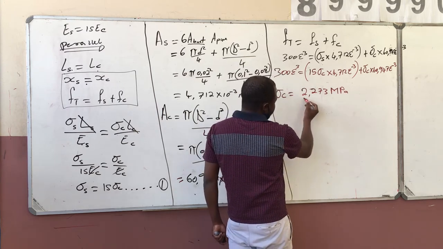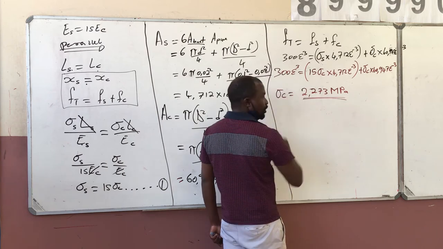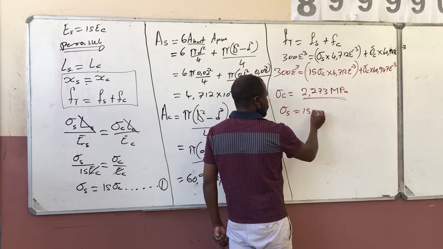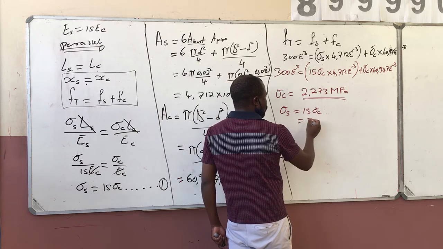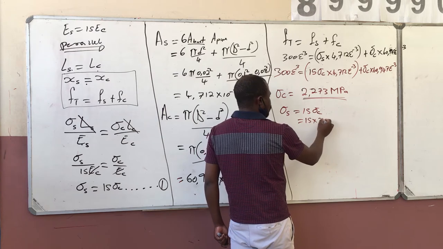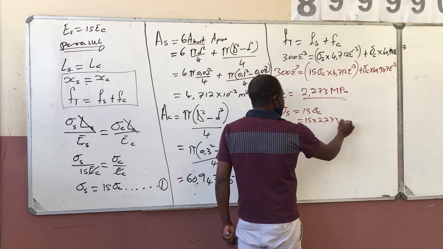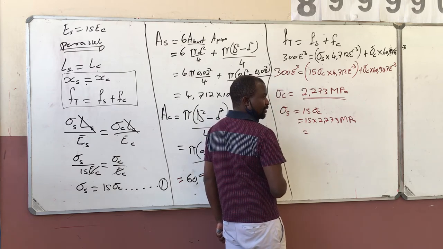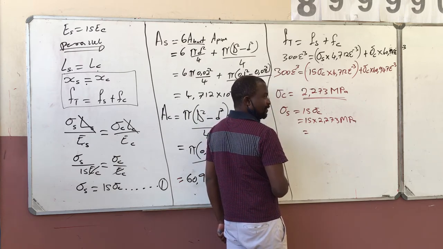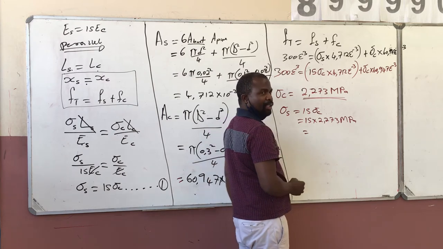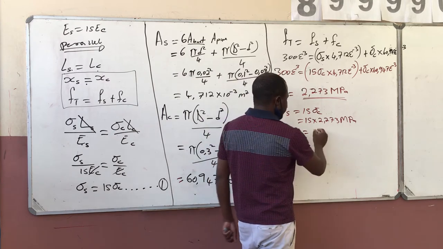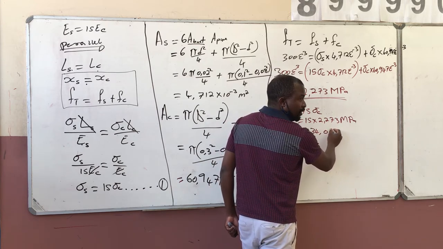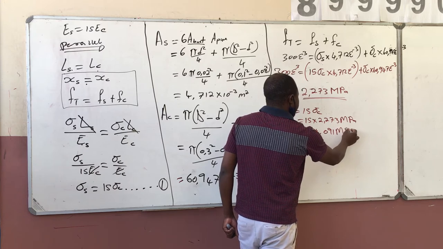So this is the solution for that one. But for steel, remember it's 15 times that one, which will be 15 times 2.273 megapascal. What do you get? 34.09 megapascal.